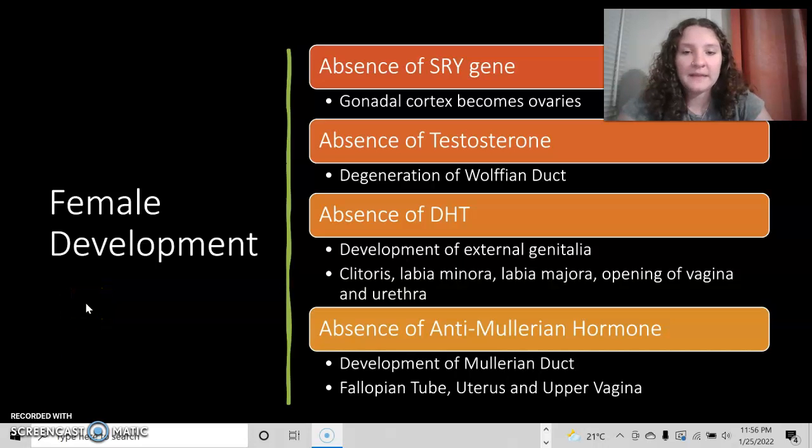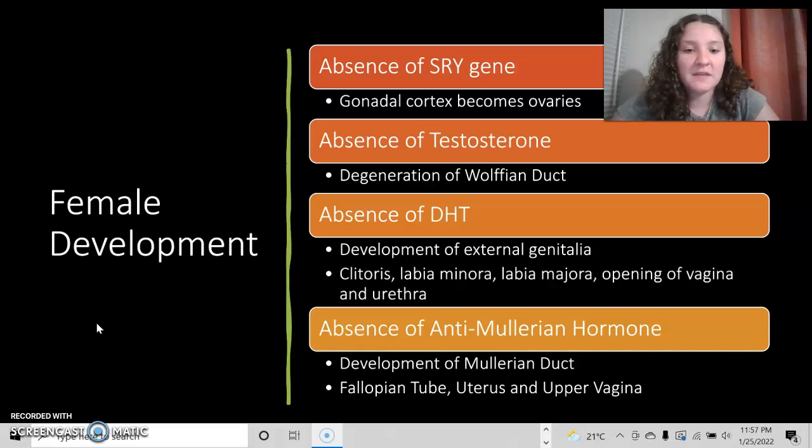Also recall that in the past slide, testosterone and DHT were very important when it came to the development of male reproductive organ systems. So for female reproductive development, there is an absence of testosterone and an absence of DHT. An absence of testosterone will lead to the degeneration of the Wolffian duct, and the Wolffian duct was important for male development, as stated earlier. And the absence of DHT will lead to the development of the external genitalia, which includes the clitoris, the labia minora, the labia majora, the opening of the vagina, and the urethra.